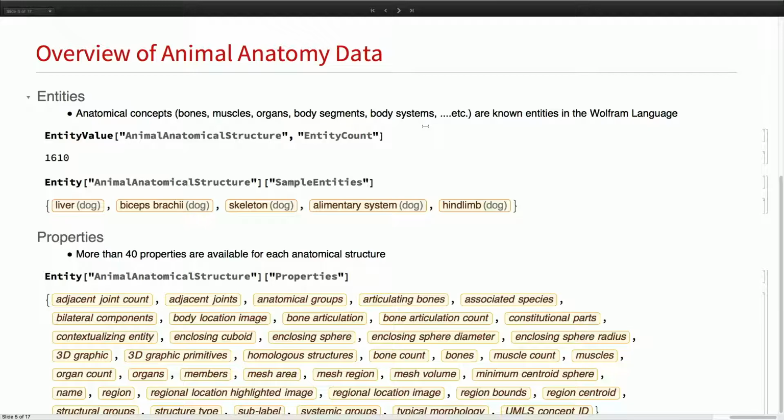So for dog anatomy, we have entities for over 1,600 anatomical parts, including bones, muscles, organs, and body systems. For example, liver, biceps, skeleton, those are known as entities. And we have more than 40 properties to access information about individual structures.